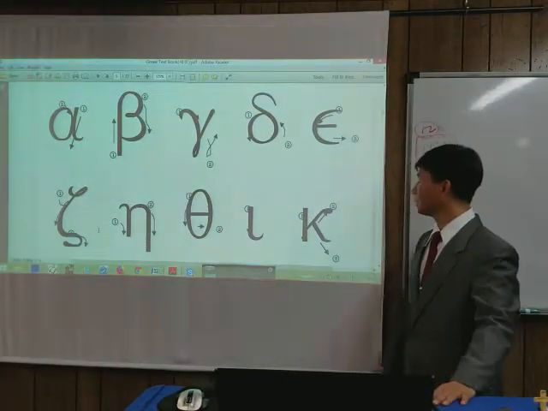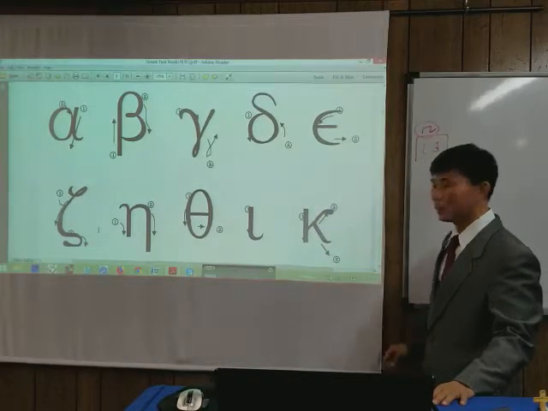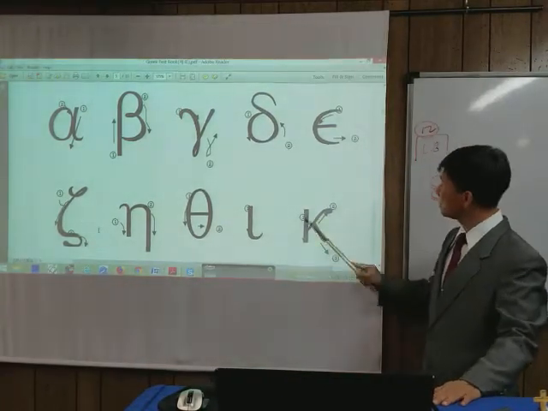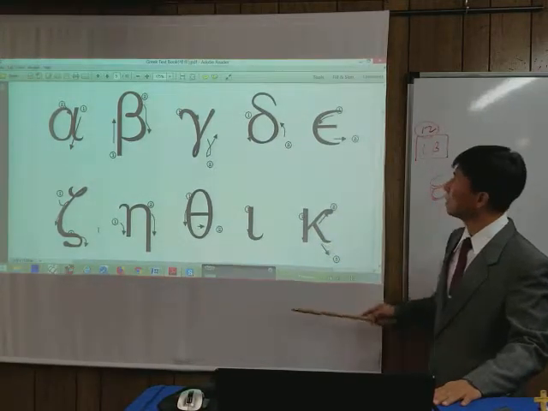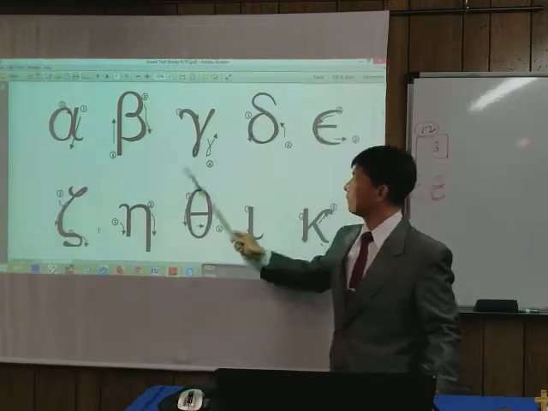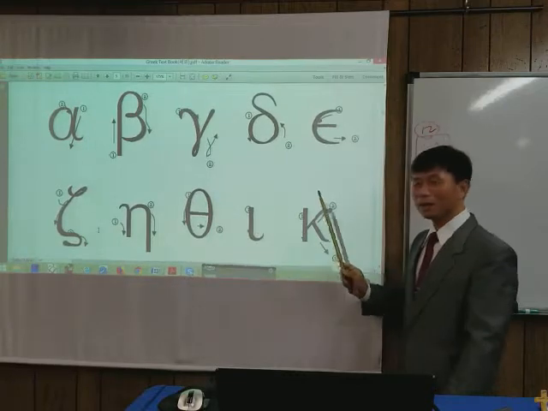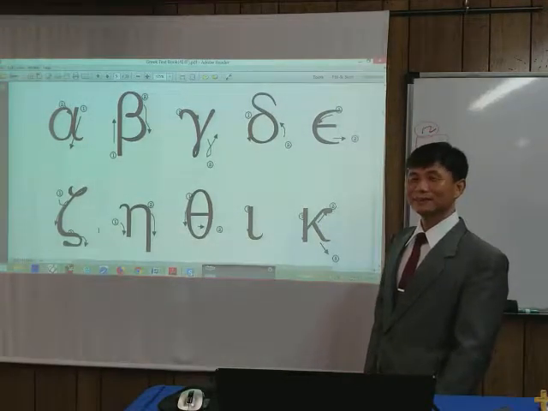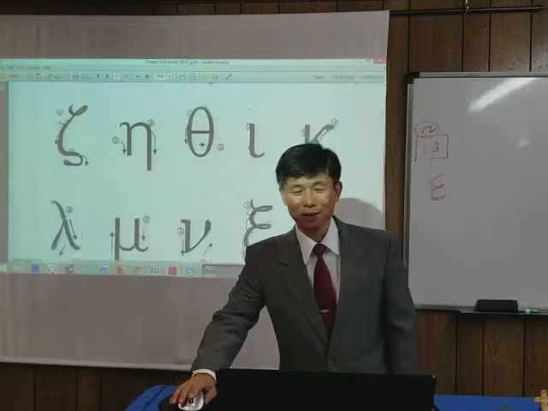Next one, kappa. One, two, three, like an English K. Alpha, beta, gamma, delta, epsilon, zeta, eta, theta, iota, kappa. So we practice the song. Next line.